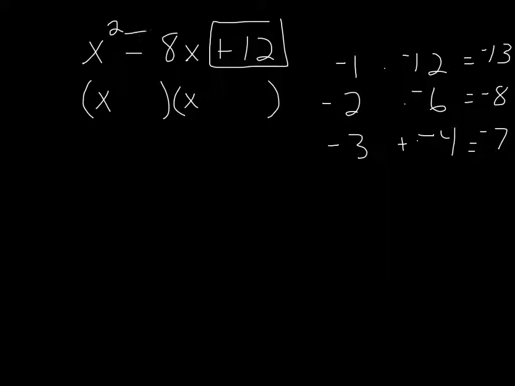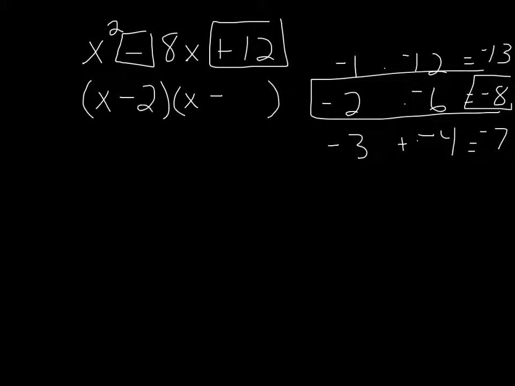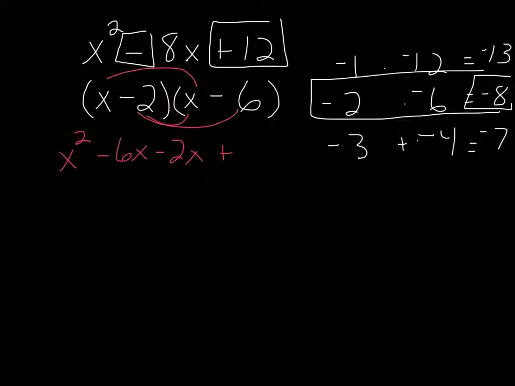Okay, so when you see the negative in the middle and a positive at the end, the only difference is that your answers, when you put them in, are both going to be negatives. Okay, and then we're looking for 8 here, so that's going to be our answer. So we're going to have negative 2 and negative 6. And that way when you multiply it back together, you get x squared minus 6x minus 2x, and then plus, because negative 2 times negative 6 is positive, plus 12. You get x squared minus 8x plus 12.